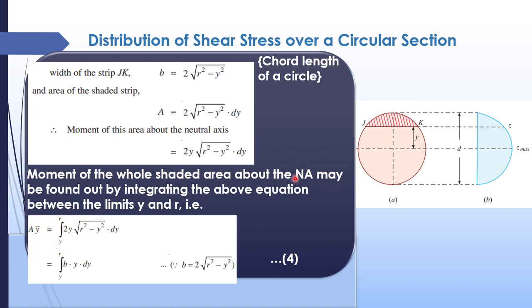A y bar is equal to an integral. From where to where do you have to integrate? From y to r. This is y and this is r. So from y to r, the total moment of the area is the integral of 2 root of r square minus y square, which is nothing but b, and y dy. 2 root of r square minus y square is b. y is directly taken down, dy is also directly taken down. So you will get A y bar equal to the integral from y to r of b y dy. Got it?